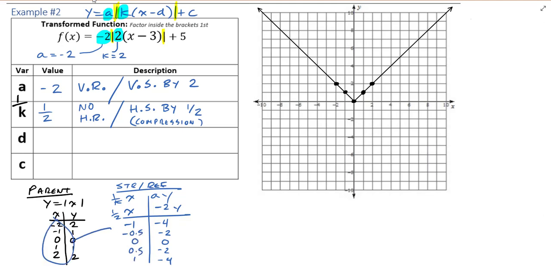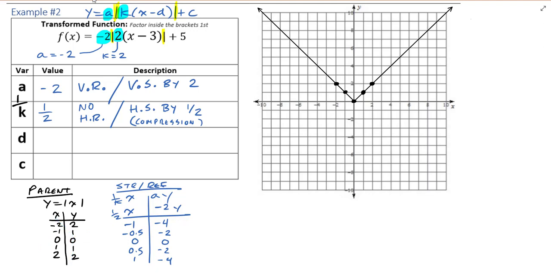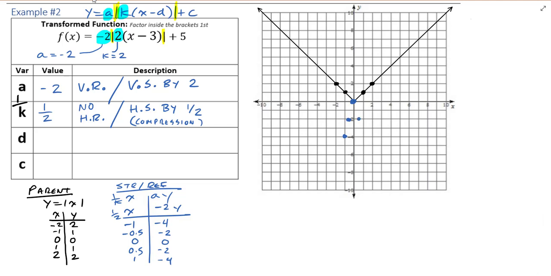So I took all my x coordinates here, and I just divided them by 2. Okay, so let's plot that and see what we got so far. Our middle is at 0, 0 still. I've got -1, 4 down, -1/2, 2 down, and on the other side, 1/2 over 2 down, and 1 over 4 down. So we're going to get a V shape again.